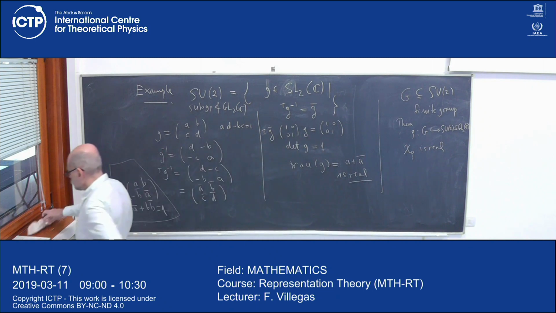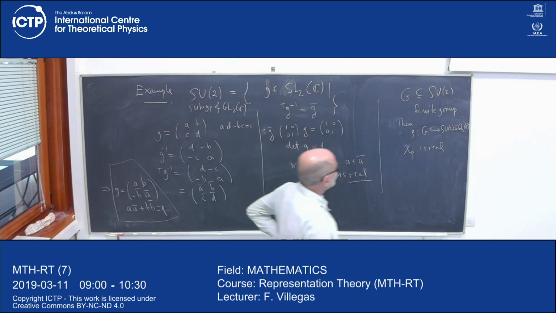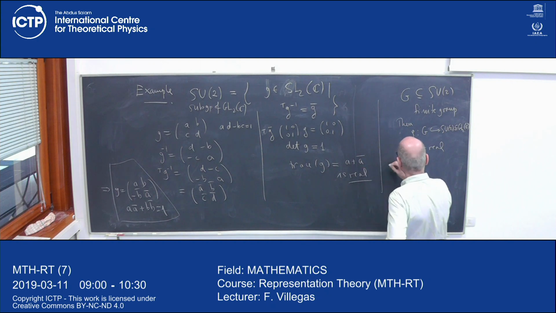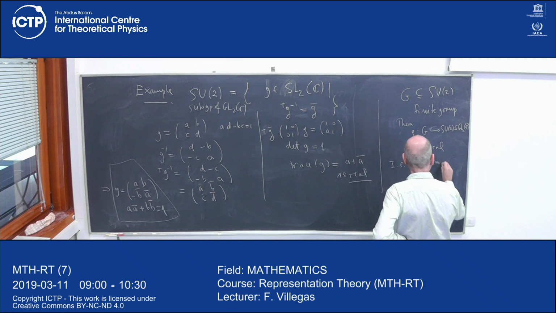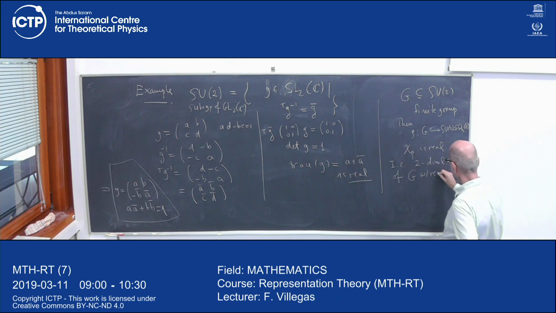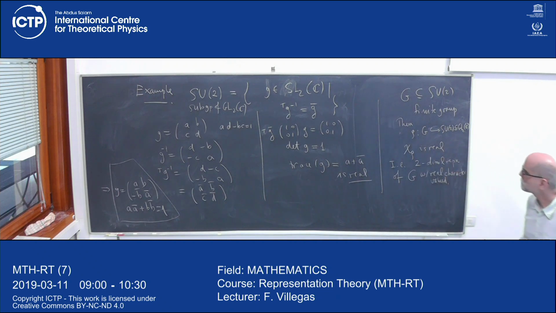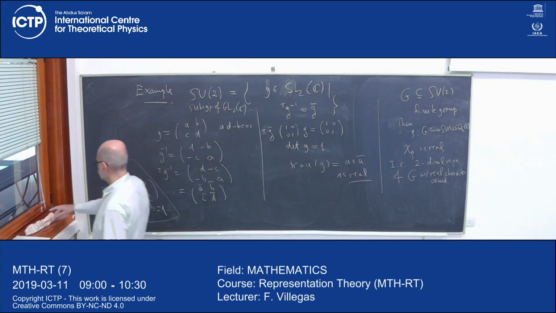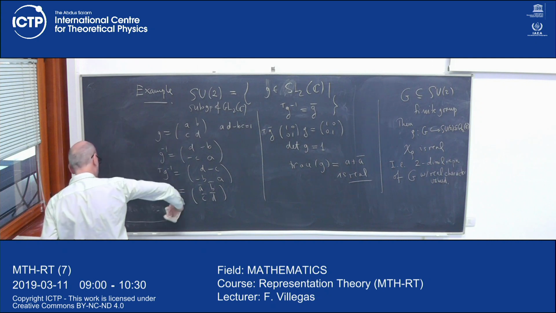Now, what this tells us is that we have a two-dimensional representation of G with a real-valued character, be careful. Okay? And I claim that that restricts what G can be significantly.